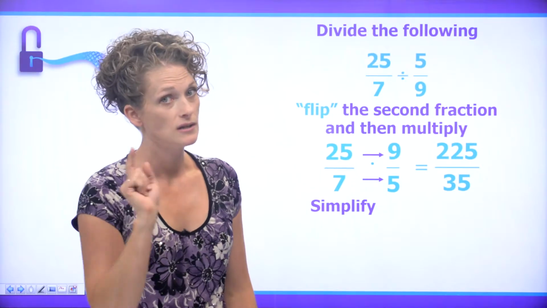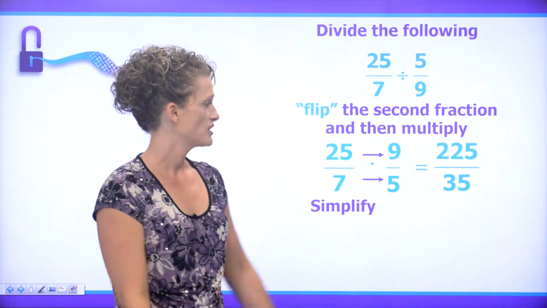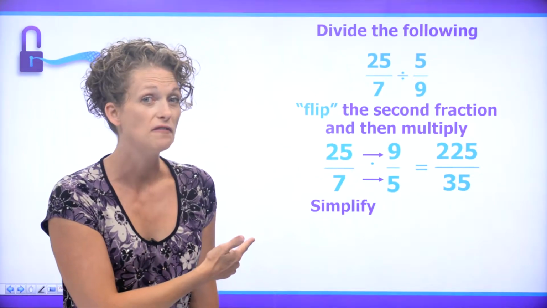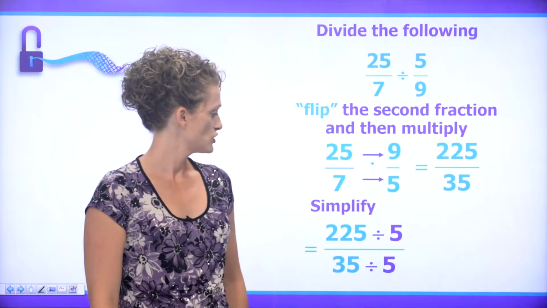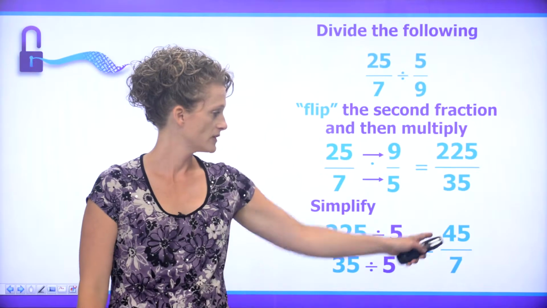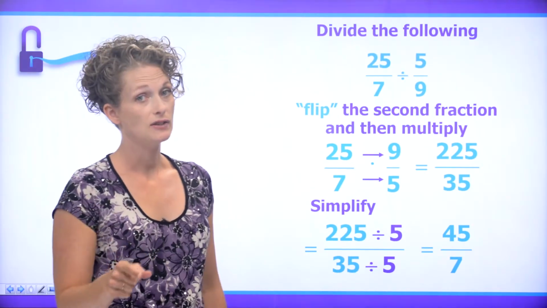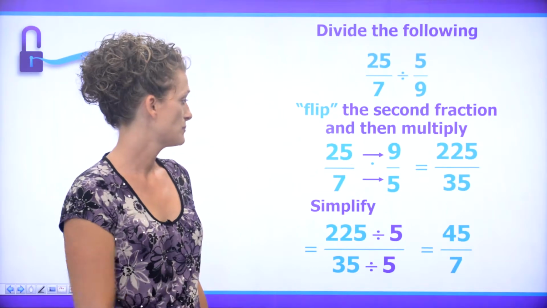Always, always, always simplify. And by using our divisibility rules, we know that those are both divisible by 5. So if we take each of the numerator divided by 5 is 45, denominator divided by 5 is 7. And that is a simplified fraction.